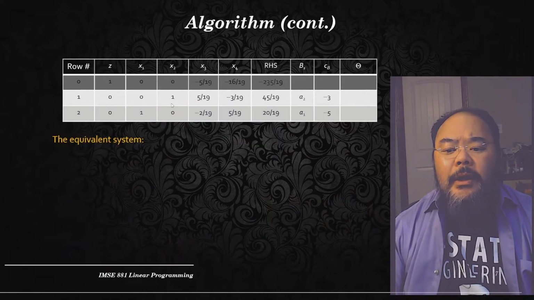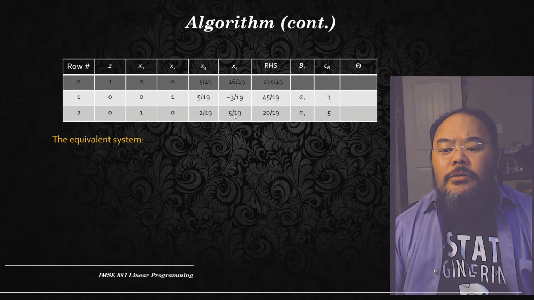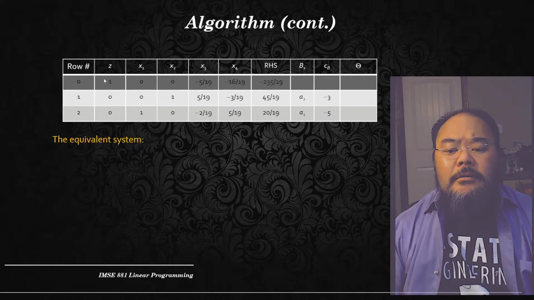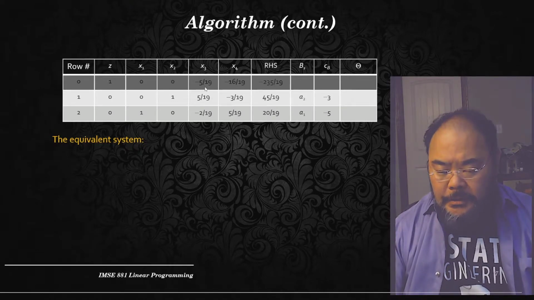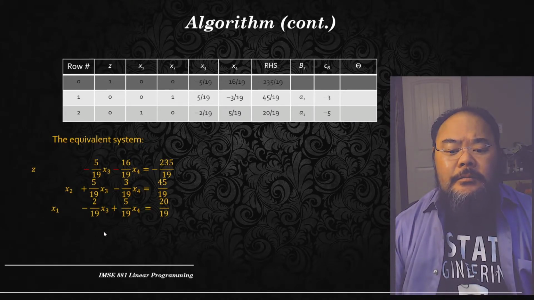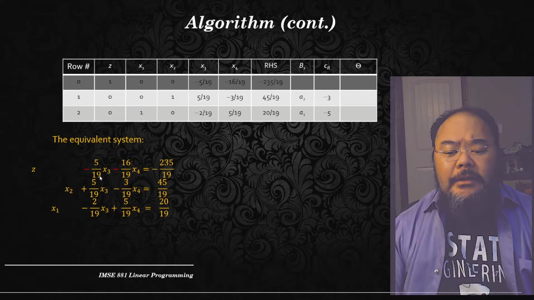So next step, we'll make this column an identity column, and x3 and x4 now are non-basic variables. Take a look at the gray row. This is the first row, the zj minus cj row, and they are all negative right now. And the equivalent system looks like the following. So z minus 5/19 times x3 minus 6/19 of x4 equals to negative 235/19.